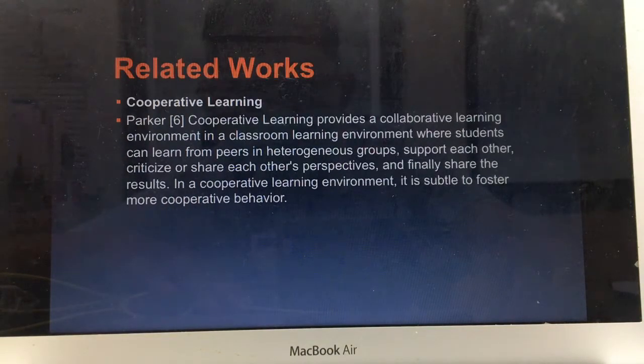The researcher Parker has said that cooperative learning provides a classroom learning environment where students can learn from peers in heterogeneous groups, support each other, share each other's perspectives, and finally share the results. In the cooperative learning environment, it fosters more cooperative behavior.